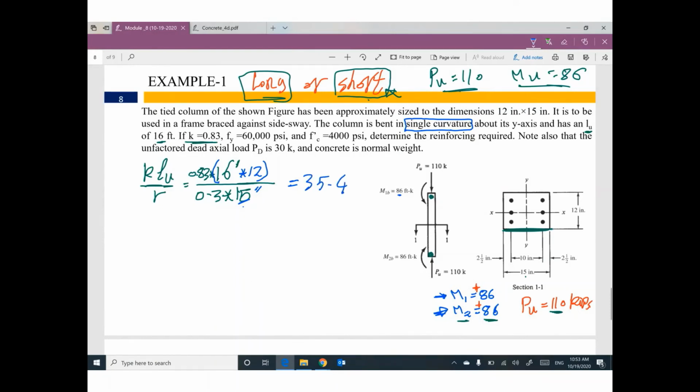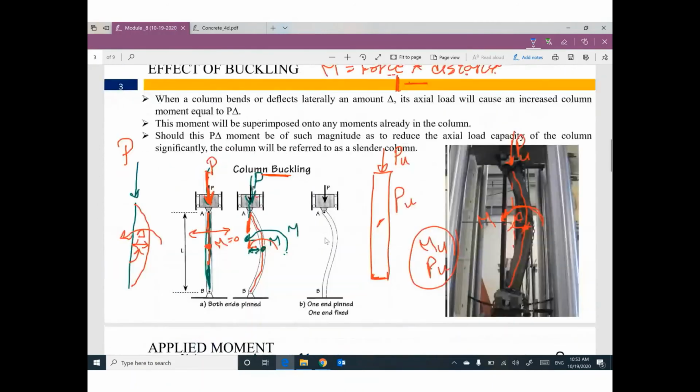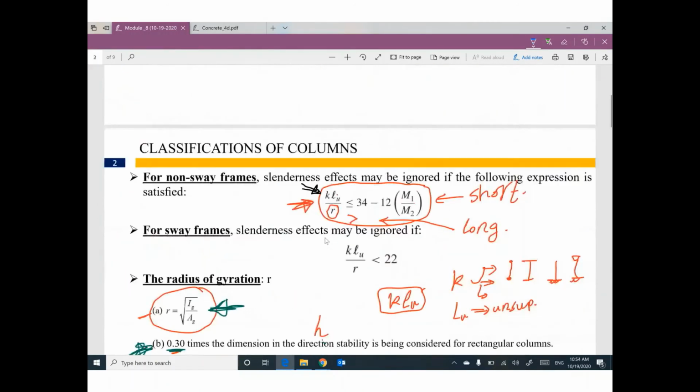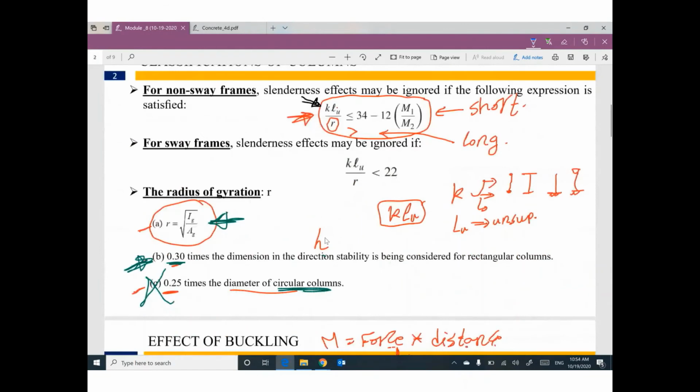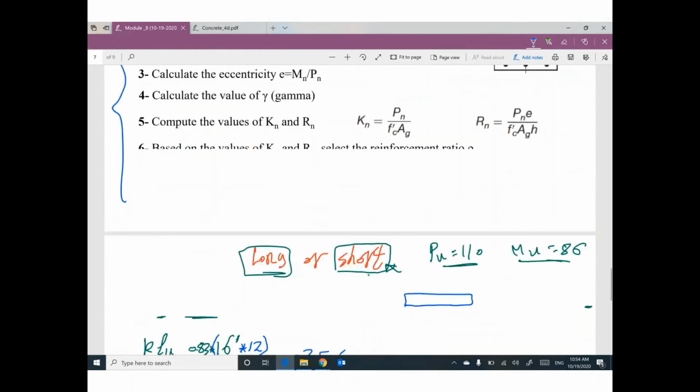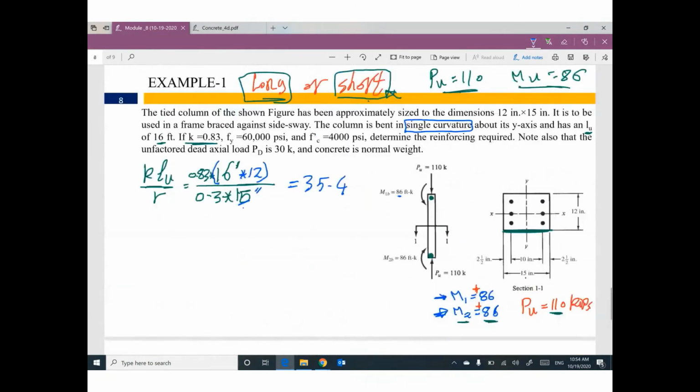What is the other value? 34 minus 12 M1 divided by M2. Okay, let's do it. 34 minus 12 M1 divided by M2 equals 34 minus 12. What is the value of M1? What is the value of M2? What is the sign of these values? Positive 86 divided by positive 86.